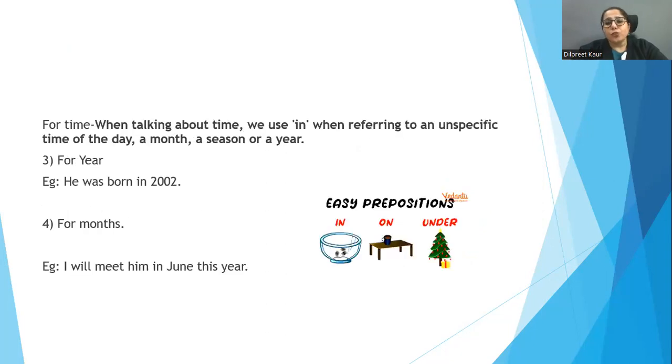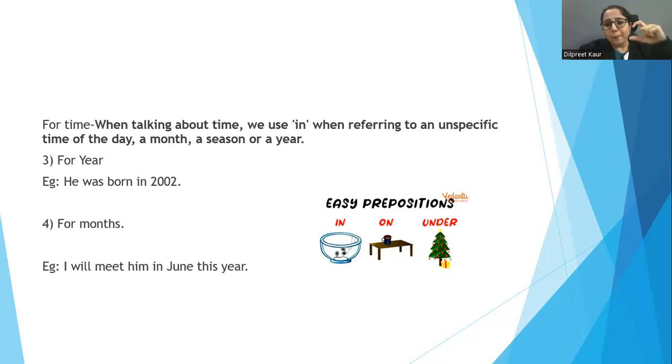Next, in is also used for time. When talking about time, we use in when referring to an unspecific time of a day, month, season, or a year. So, in ko hum use karte hain day ke liye, month ke liye, season ke liye, and year ke liye. For example, year के लिए कब use करेंगे? कैसे use करेंगे? He was born in 2002. For months, I will meet him in June this year.